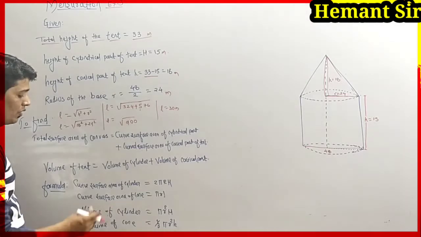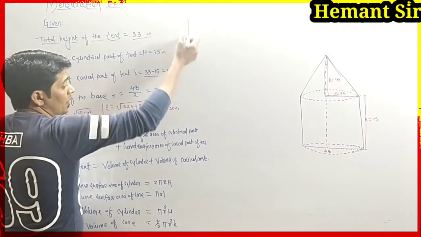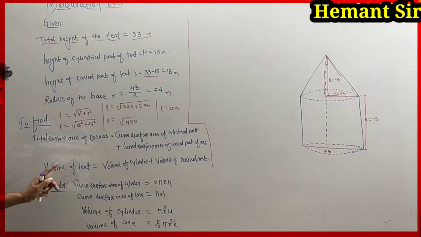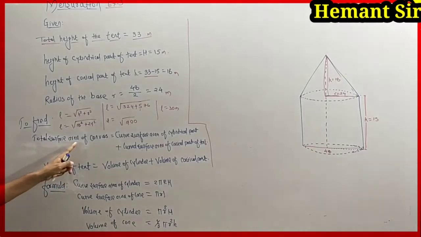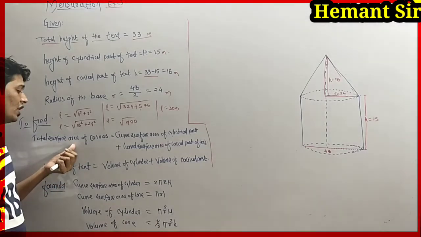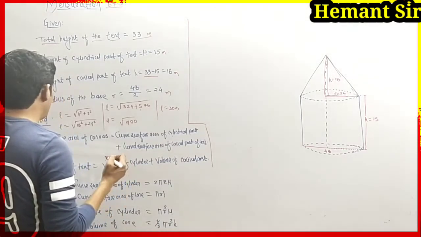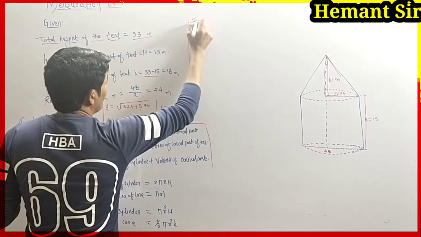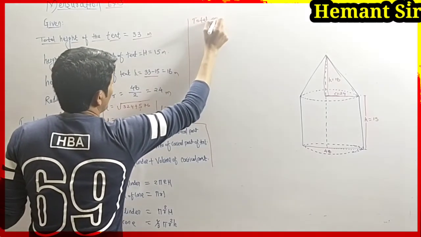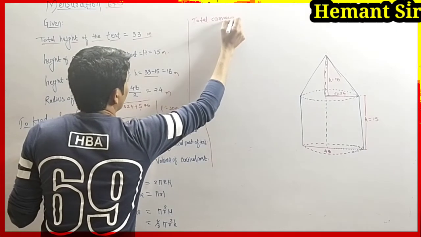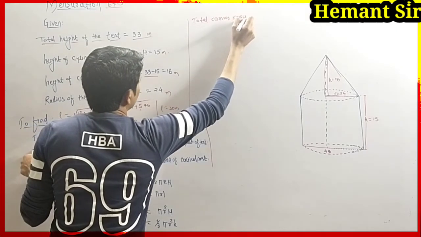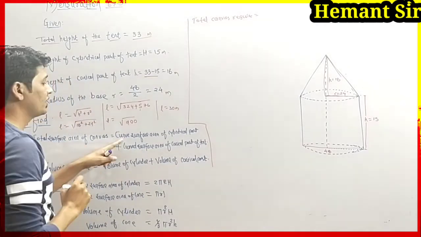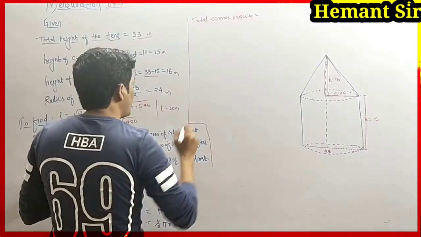Now we are going to solve the main part of our question. First we have to identify the total surface area, or total area of the canvas. It is nothing but the total canvas required, which equals the curved surface area of the cylindrical part.